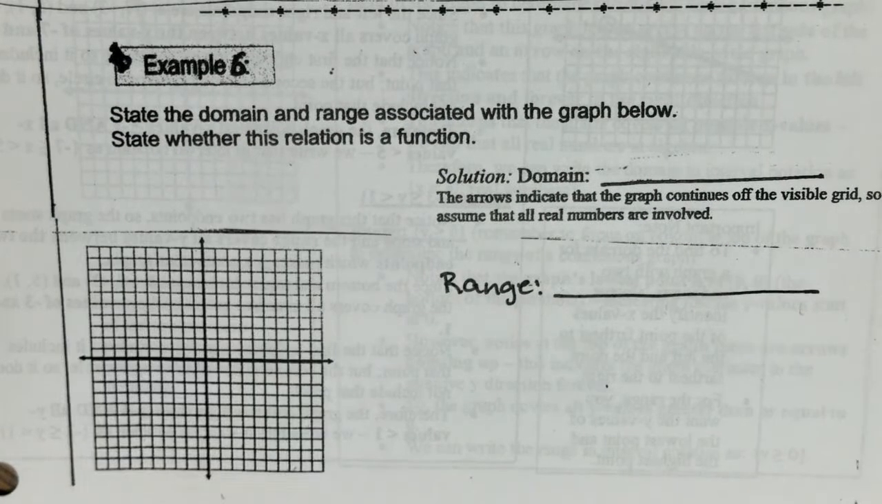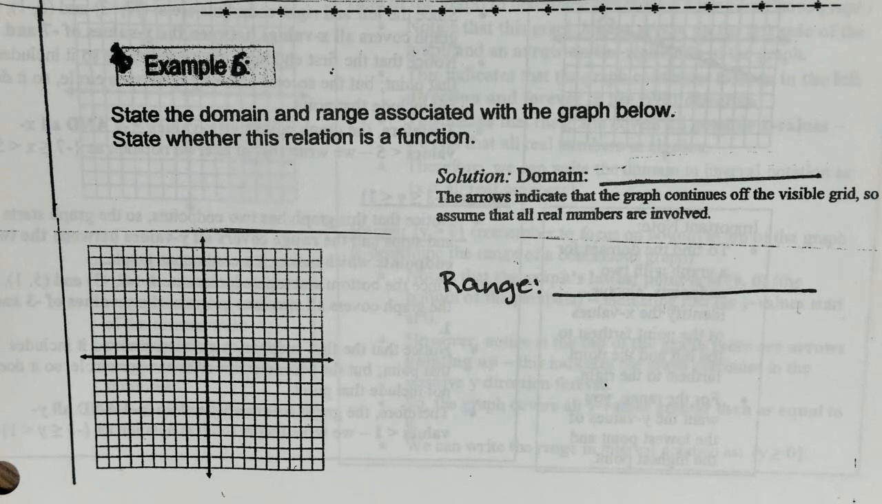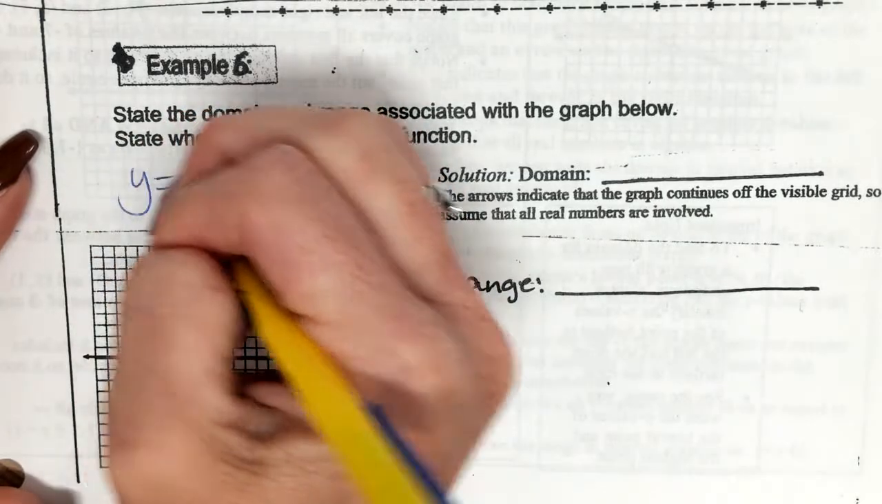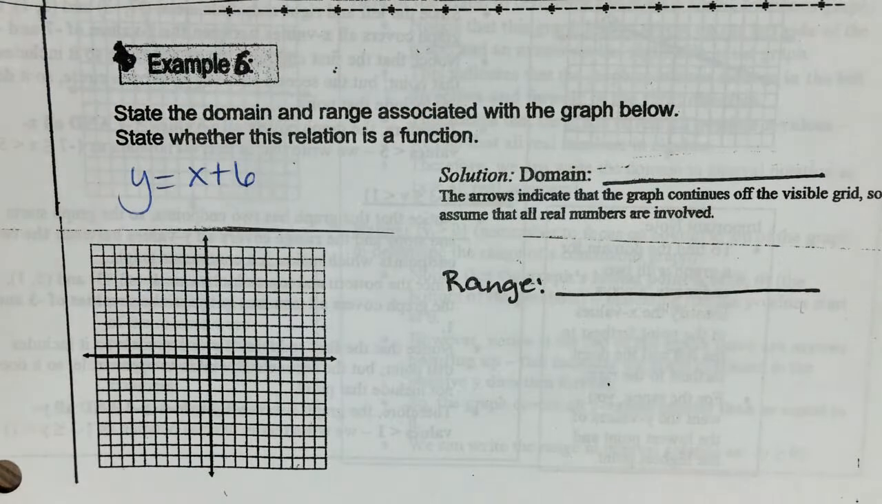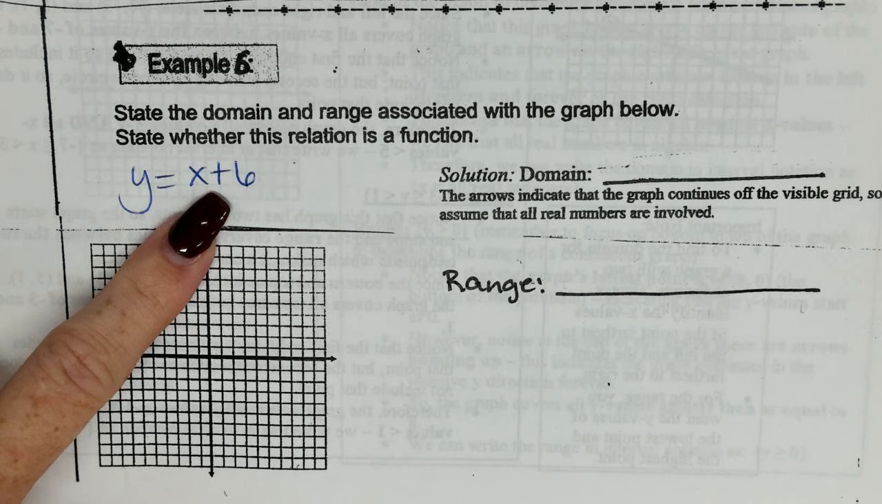It says state the domain and range associated with the graph below and state whether it's a function, but nothing's graphed. So I'm going to give you an equation. Y equals x plus 6. Who can tell me what form this is in? And we learned that y equals mx plus b is, what kind of graph is that?